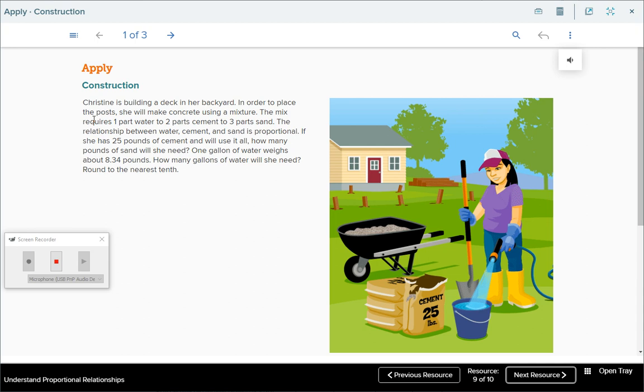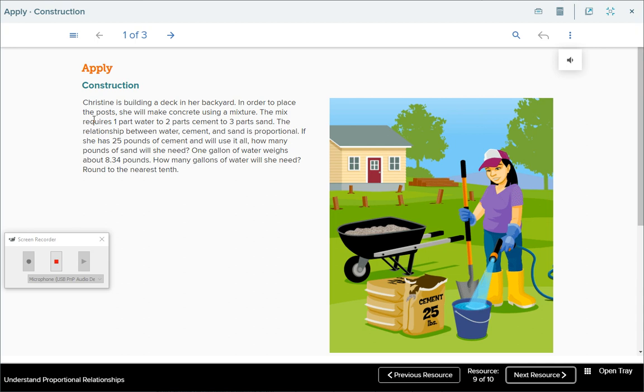Okay, let's stop for a second. What's different about this ratio? Three things, right? You think that changes anything? No. Okay, what do we know? One part water to what? 2 parts cement to what? 3 parts sand. Okay, all right, continue.